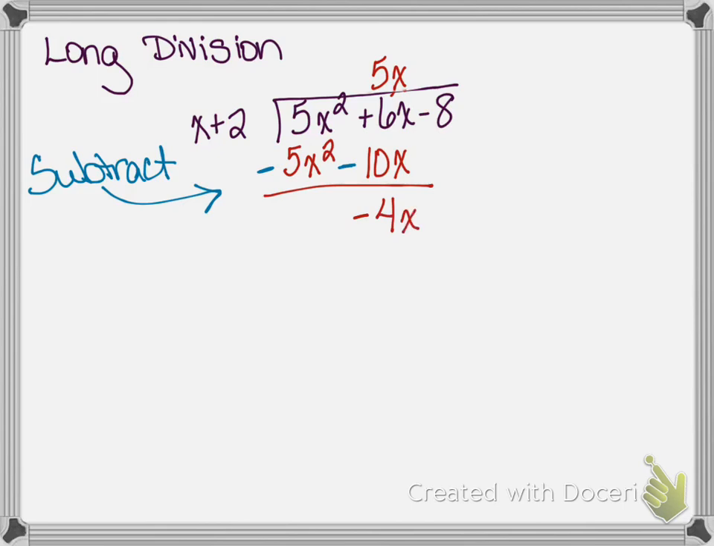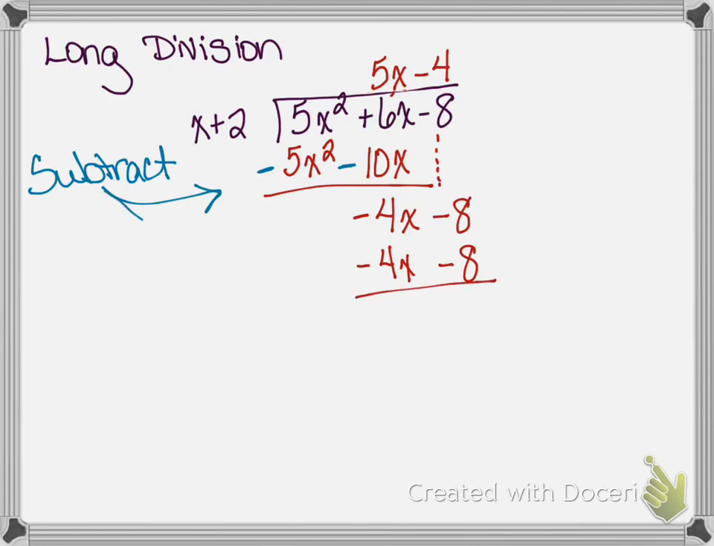My next step is to bring down my negative 2. I'm sorry, that's a negative 8. My next step is to bring down my negative 8. And then I ask myself again, x times what gives me negative 4x? Negative 4. So now I do negative 4 times 2 is negative 8. Negative 4 times x is negative 4x.